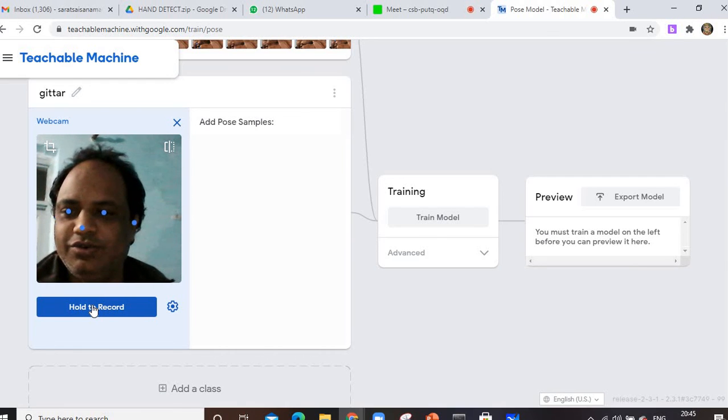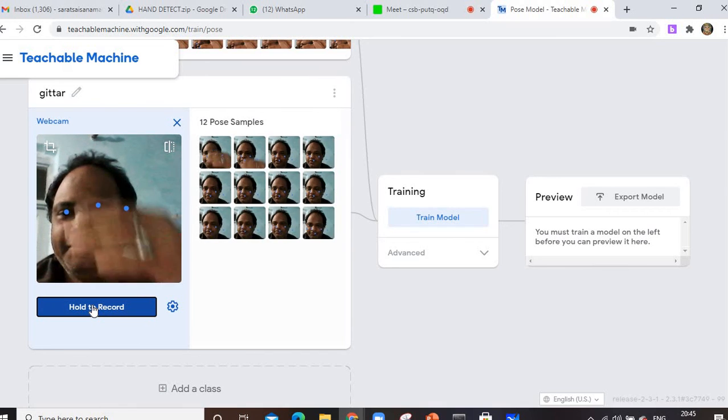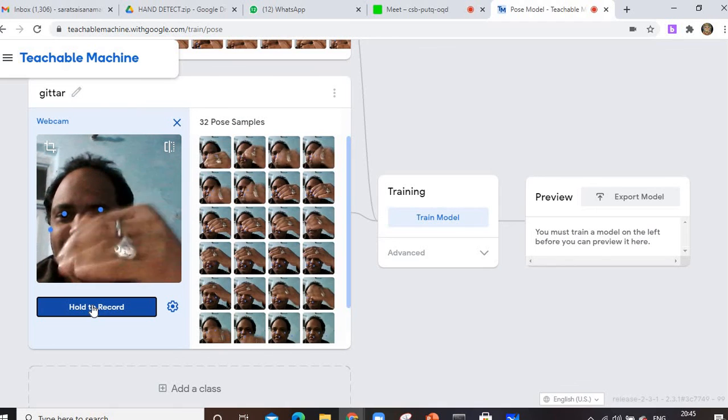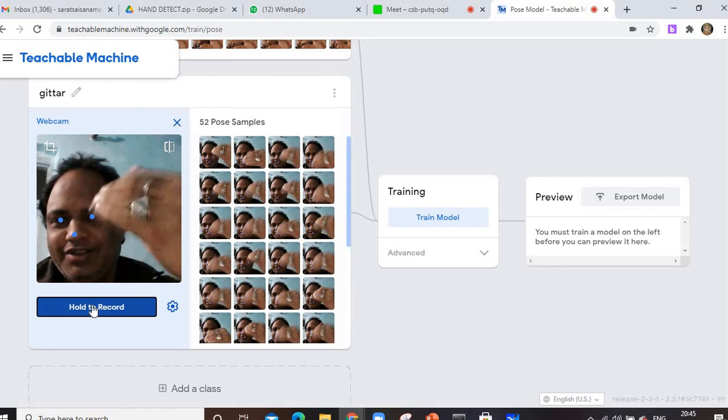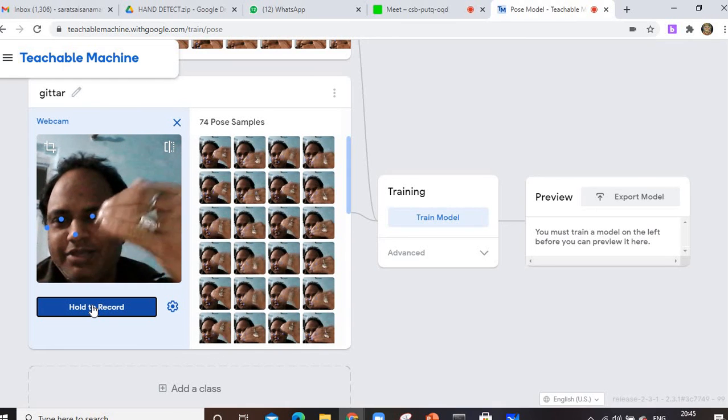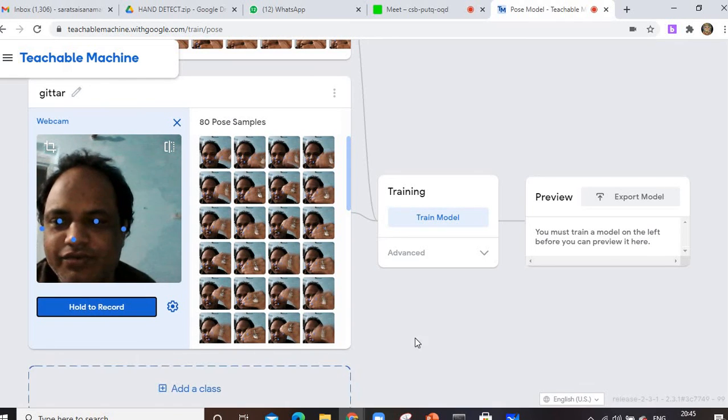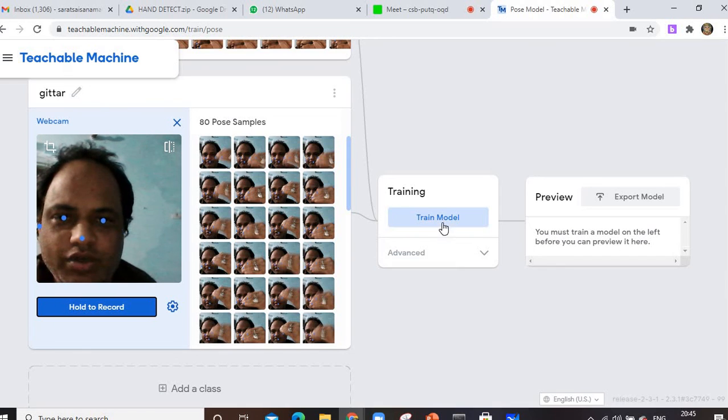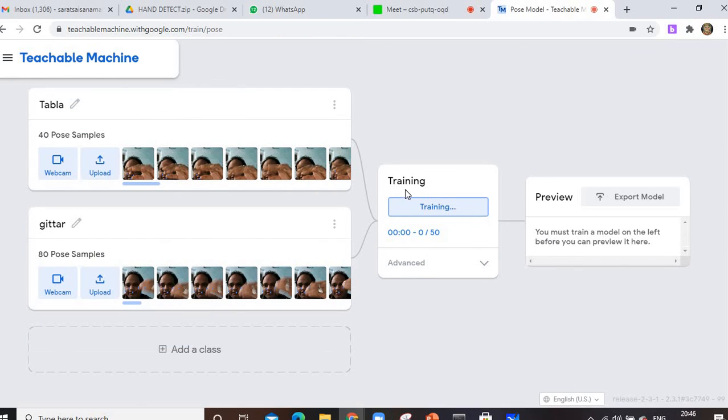Playing guitar means it will be like this. For example, I am holding, playing guitar means you can say like this, okay? I have created some images and I am saving now. Okay, and I have created two classes. Now I want to pass all these images inside my model, and I'm training. This is the model, and it is getting trained through all these images. One class I have created for the tabla playing, and the other is playing the guitar.